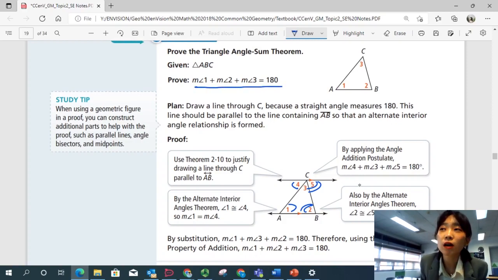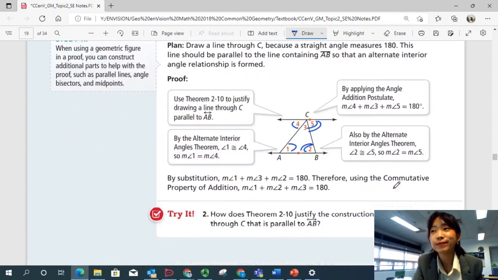So therefore, using the commutative property of addition, measures of angles 1, 2, and 3 are equal to 180 degrees. And now we have proven the triangle angle sum theorem. All the angles inside the triangle add up to 180 degrees.